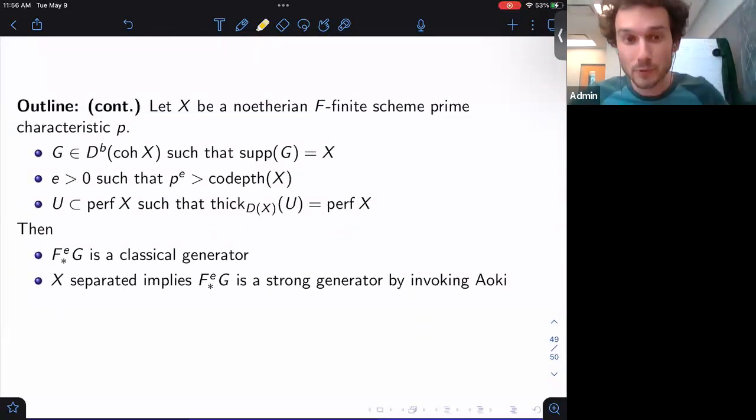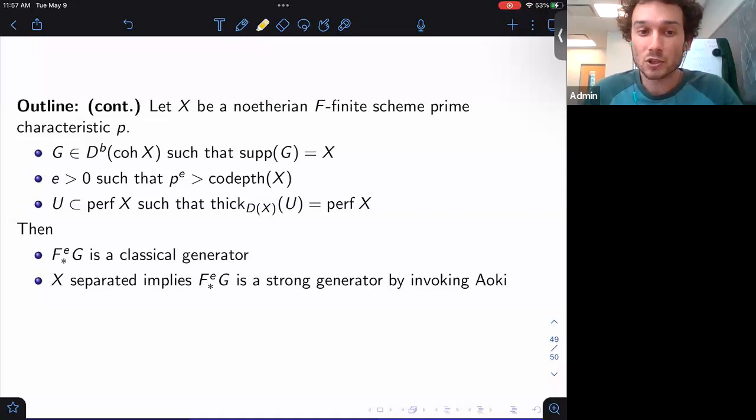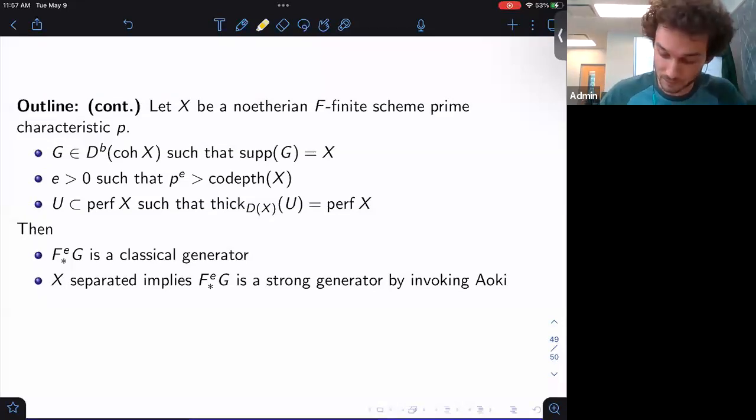The object that's pushed forward is a classical generator, and strong generation actually comes by invoking Aoki. So what's interesting is that our results produce classical generators. To say it's a strong generator, all you have to do is assume separated. That's coming from the result of Aoki. It might be the case that separated is not needed and we still have strong generators, but we don't know that. It's just an interesting thing that our methods produce classical generators, and a natural question to ask is: when is it also a strong generator when it's not separated? And that's something that surely should be studied next.